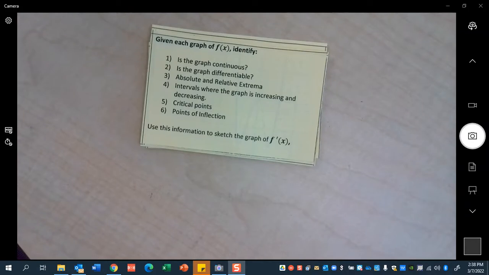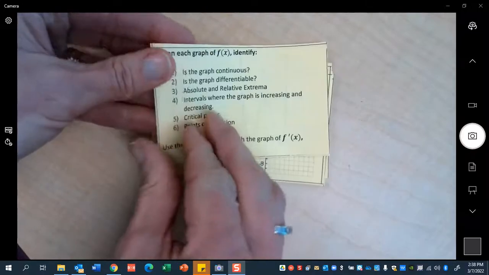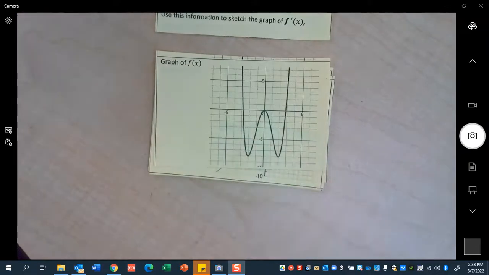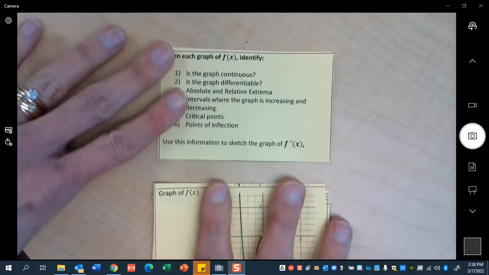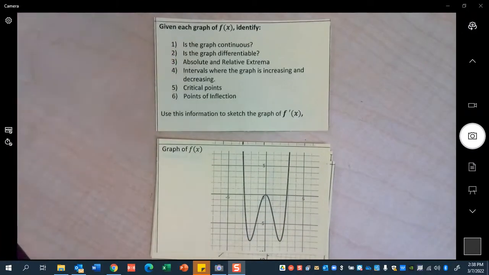So here's what you're going to do. Take this first ticket off because these are your instructions. And that's going to tell you all the things that you can talk about or think about when it comes to each of these graphs. So the easy conversations are, is the graph continuous? Is the graph differentiable? So those are going to be your first couple conversations as a group. You're going to rotate around, and whoever is the card picker is the card leader, and he's going to lead the discussion.